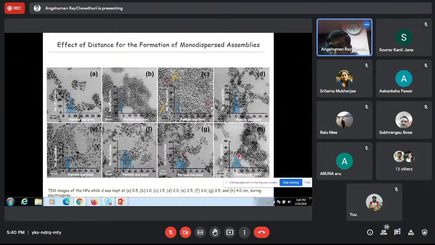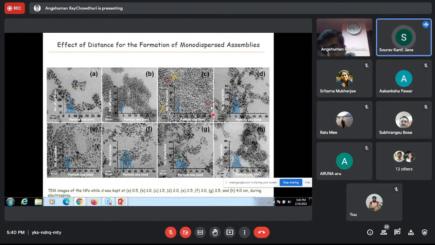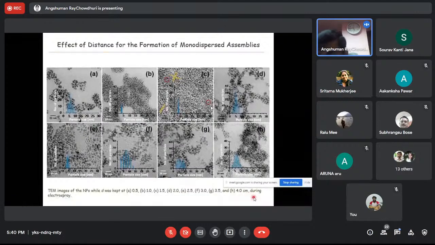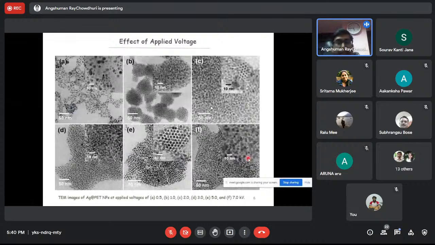Next, so, is it moving? Am I audible? Yes, you are audible. Something, I think it is stuck somehow. Oh, so this is slide number 5. Yes, this is slide number 5. Now it is 6, right?